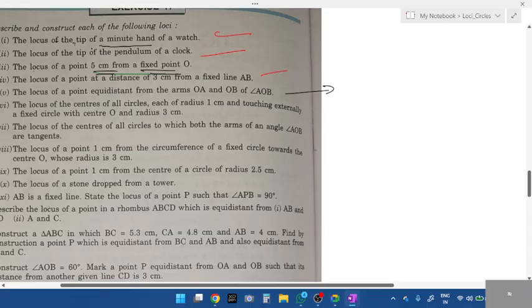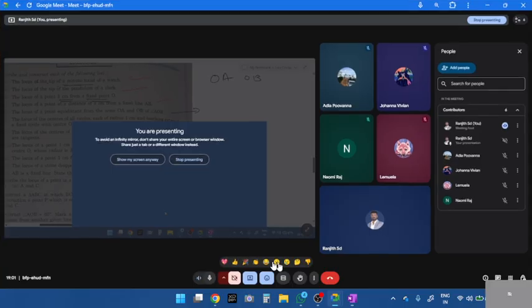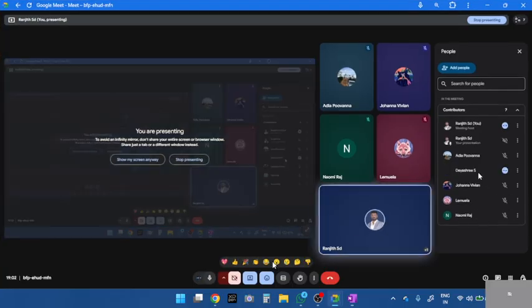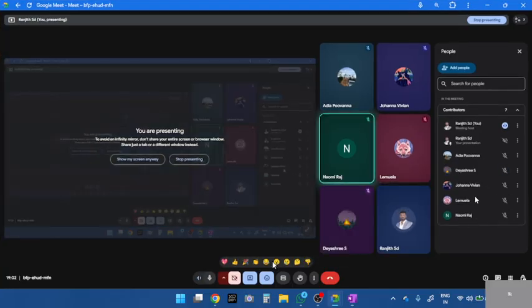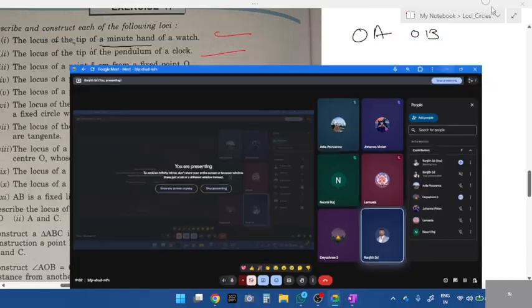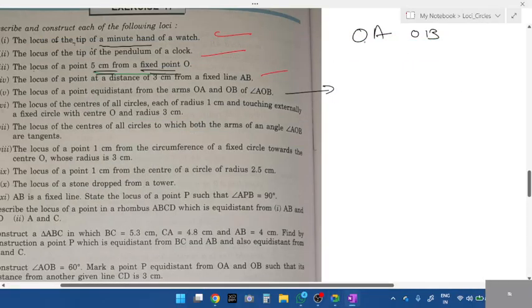See, this is what I showed as an example. Locus of a point equidistant from two arms, I mean, from the arms OA and OB. So for OA and OB, which point is common? At the fifth question, first main fifth one, students. For OA and OB, which is common? O is common. Yeah, keep O here.